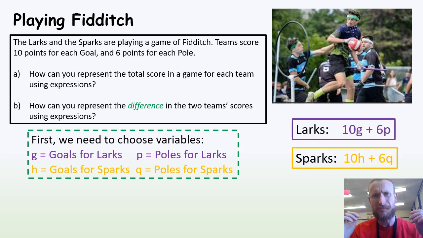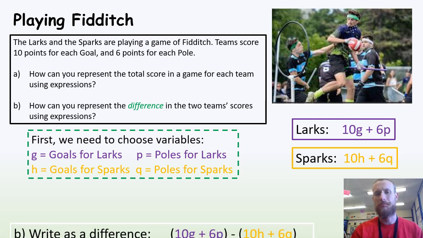Here's the answer. Larks, the total points that they scored is 10 times G, 10 times the number of goals, plus 6 times P, 6 points for every pole. 10G plus 6P. That's what they scored in the game. Same thing for the Sparks, but it's 10H plus 6Q because we've got those 2 different variables. Part A, pretty easy. This is back to what we were learning in the first section, the second section of this unit. Now for part B, how can you represent the difference in the 2 team scores?